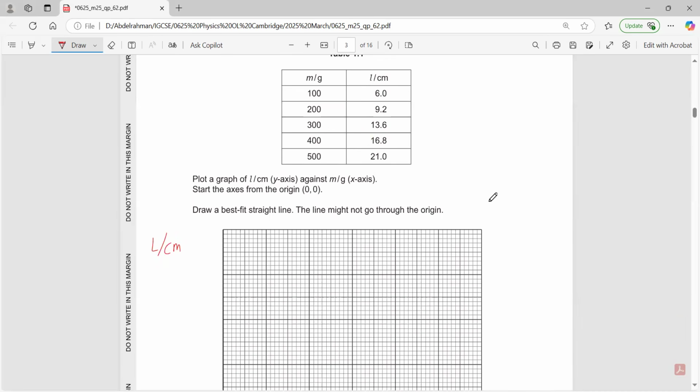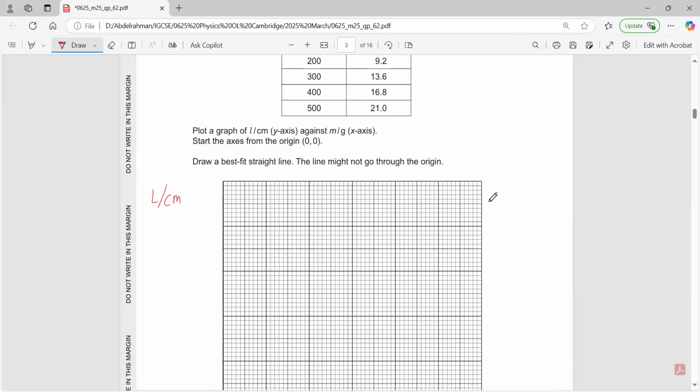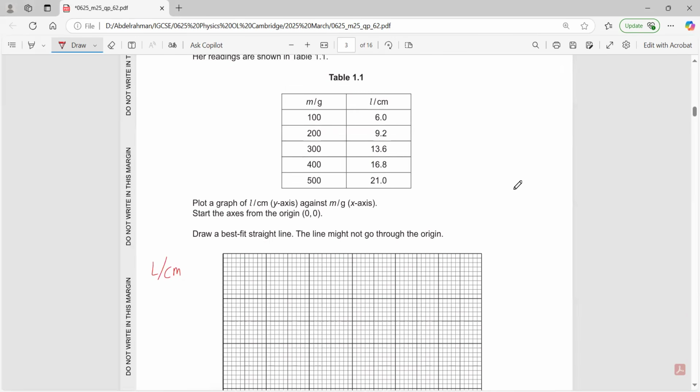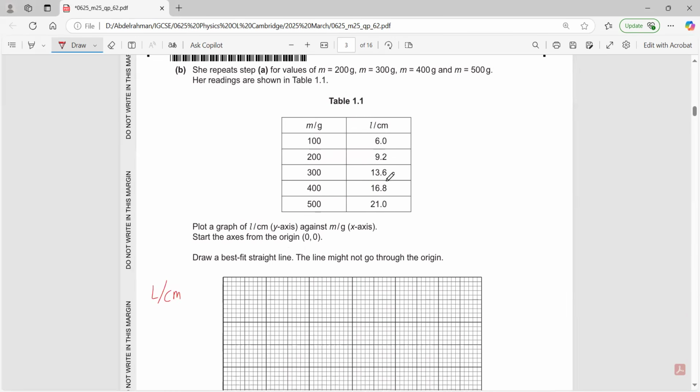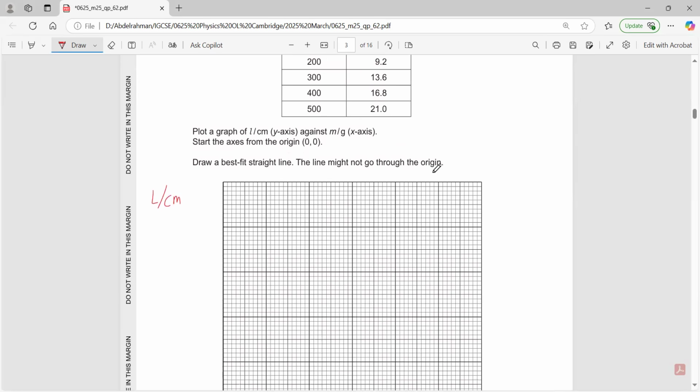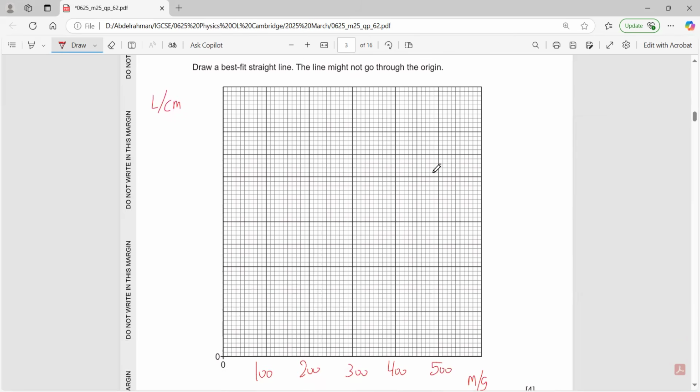So M, the mass: 100, 200, 300, 400, 500. I guess this is quite easy. You can just plot them. What about the length? 6, 9, 13, 16.8, 21. So maybe you might think, well, what if I take 5, 10, 15, 20? Would that be a good scale? It wouldn't be the worst, but there's a better scale.